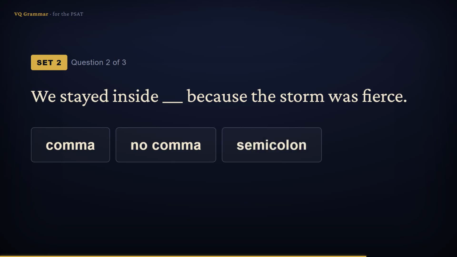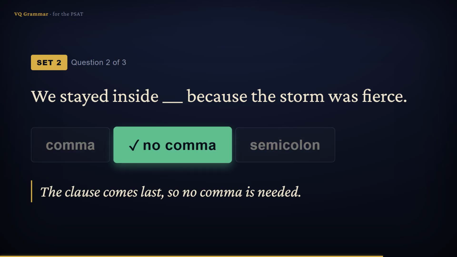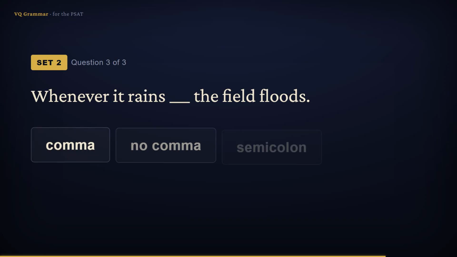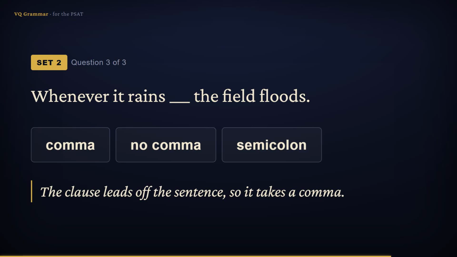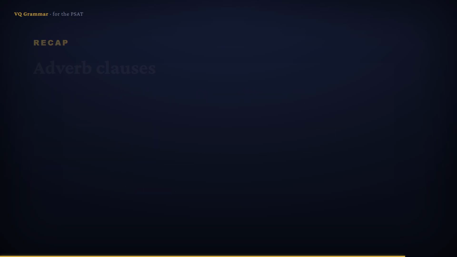We stayed inside because the storm was fierce. Here, the adverb clause, because the storm was fierce, comes at the end. When the clause comes last, you don't need a comma, so the answer is no comma. Whenever it rains, the field floods. The adverb clause, whenever it rains, leads off the sentence. Since the clause comes first, it takes a comma after it, so the answer is comma.